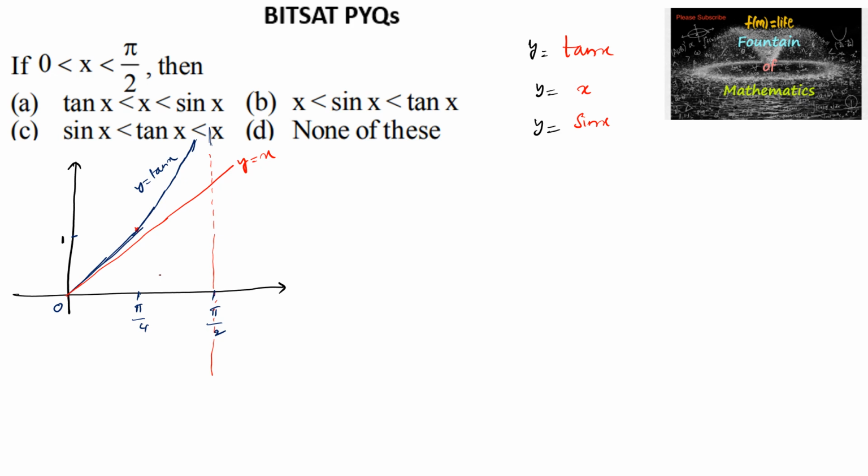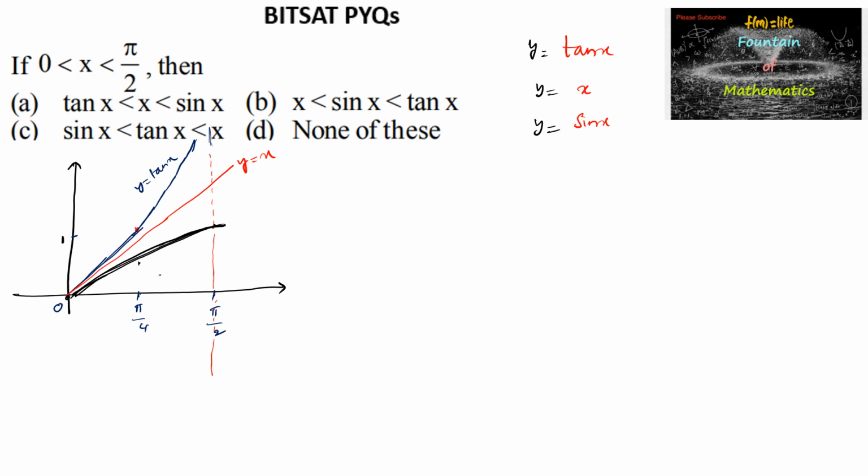And now the sin x graph. We can check the graph of sin x. Sin 0 is 0, sin pi by 4 is 1 upon root 2, which is some decimal value, and sin pi by 2 value is 1. So we can see the graph. This is the graph of sin x in 0 to pi by 2.